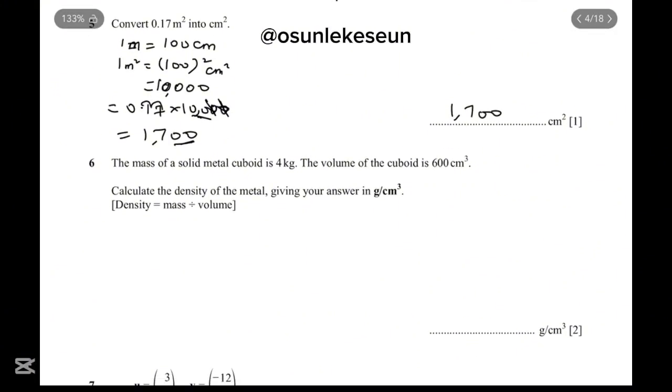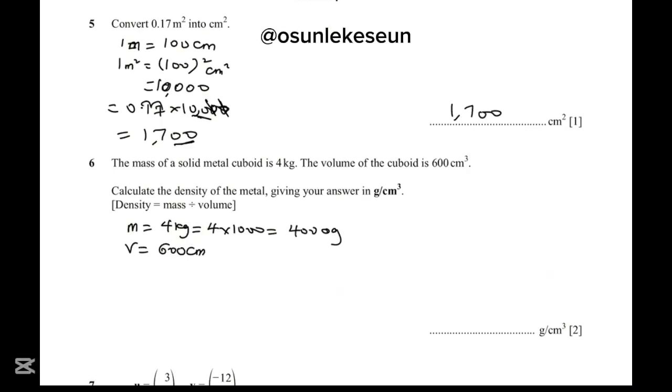So the mass of the solid metal cuboid is 4 kilograms, and the volume of the cuboid is 600 centimeters cubed. Calculate the density of the metal, giving your answer in grams per cm cubed. So the mass in this case is 4 kilograms, and we have to convert it to grams, so that is 4 times 1000. That's going to give us 4000 grams. And the volume we're given in the question is 600 centimeters cubed.